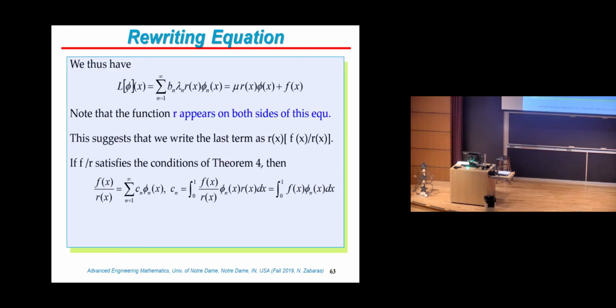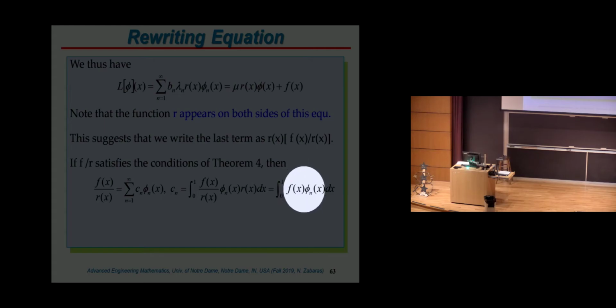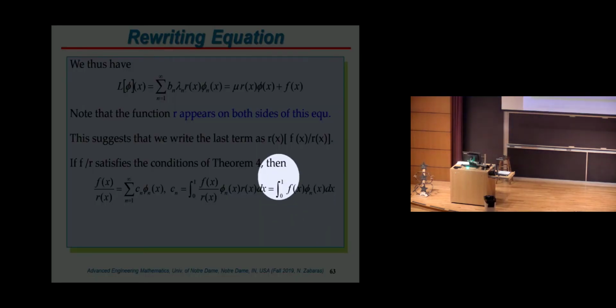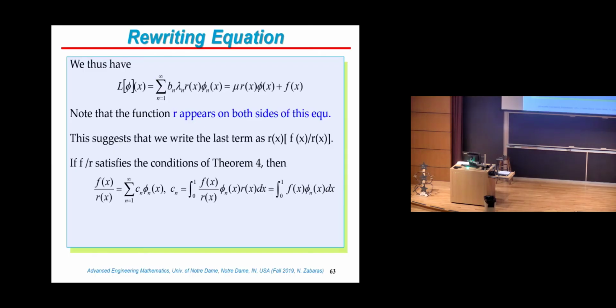Can I compute that? Yes. Do I know f? Yes. Do I know phi n? Yes, because they are the eigenfunctions of my homogeneous problem that I assume I know. So f over r can be written in this wonderful series expansion where the coefficients are known. So you know what? Phi is already in a series expansion. Here I have a series expansion. Here I have r times this series expansion. I'm in business. I'm done. Right? Everything has a series expansion.